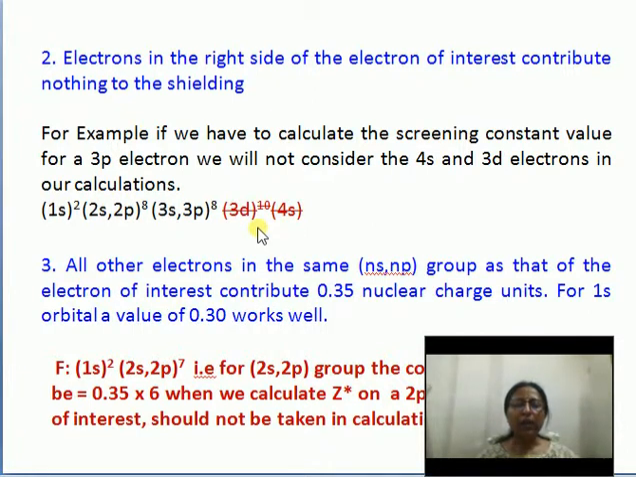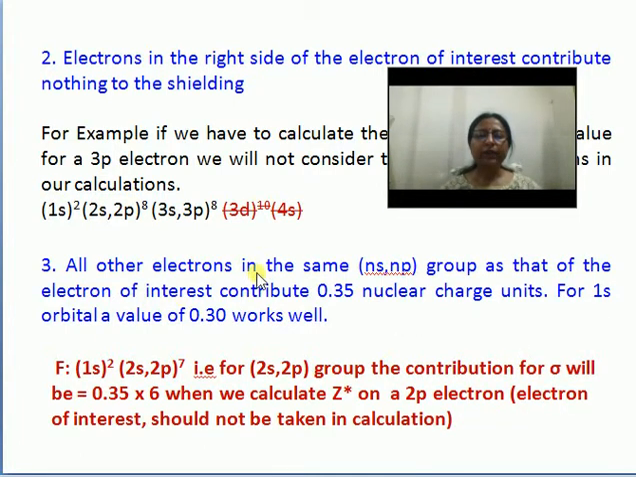Now coming to the third rule. What does it say? All other electrons in the same ns, np group as that of the electron of interest contribute 0.35 nuclear charge units.